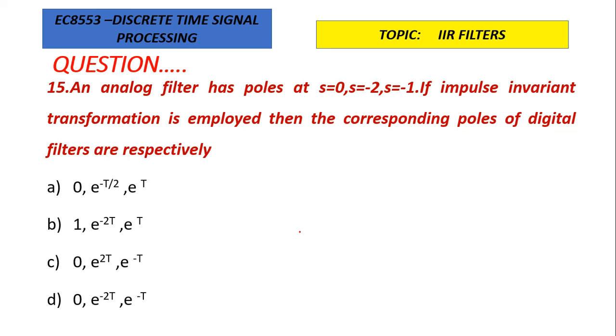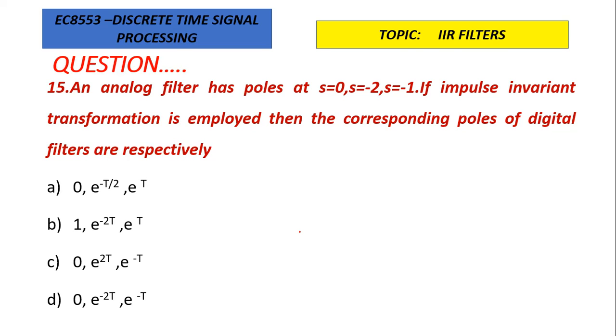An analog filter has poles at s equal to 0, s equal to minus 2 and s equal to minus 1. So it is having 3 poles. If impulse invariant transformation is employed, then the corresponding poles of the digital filter are respectively what? In the previous sum the transfer function was given; in this sum the poles of the analog filter are given and we should find the poles of the digital filter.